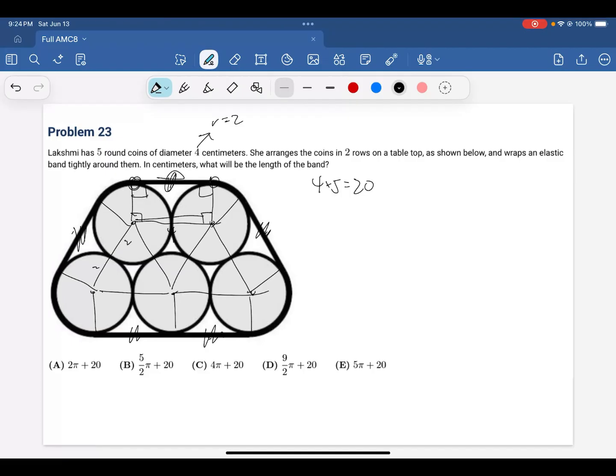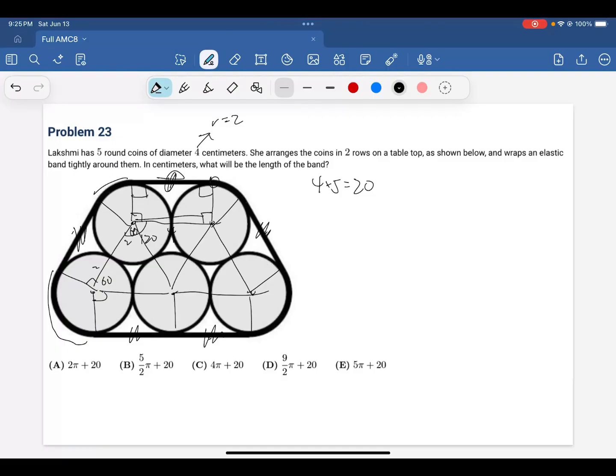All right, so now for the curved surface. Let's look at this one and this one. So this is 60 degrees. This is also 60. And actually, this full thing is a 120 degree angle.